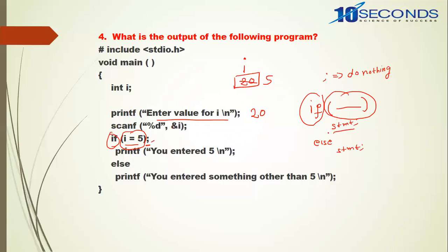Now what is the next expectation? Else. But what is there here? Printf. So it will throw error message misplaced else. It is looking for else, but else is not there. Instead of else, printf is available. So that is why it will throw the error message misplaced else.